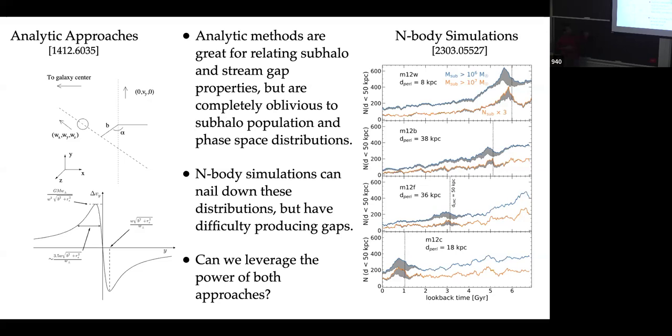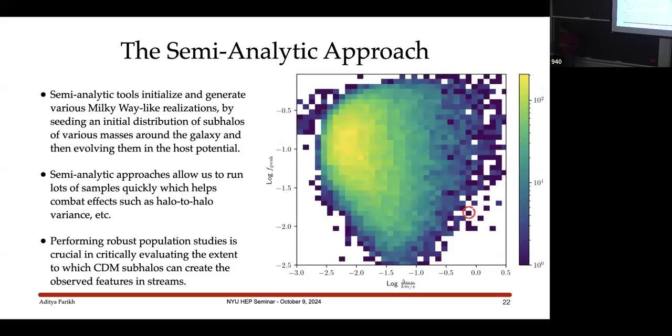So the idea is, can we somehow leverage the power of both of these approaches? And this is where the semi-analytic approach comes in. Essentially, there's a happy medium of these semi-analytic tools, things like SatGen or Galacticus or other SAMs that exist, and they basically generate various Milky Way-like realizations, and they seed initial distributions of subhalos and then evolve them in the host potential.